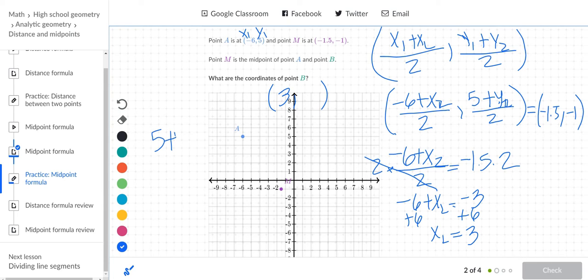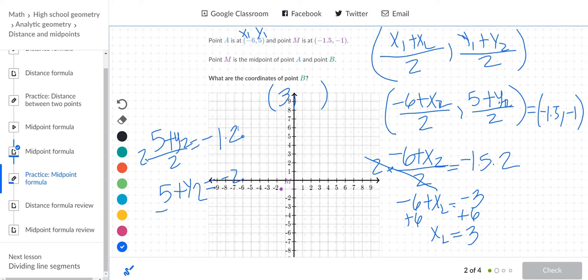5 plus y2 over 2 equals, I want it to become negative 1. So what does my y2 have to be? And that's why we make an equation with that. So same thing, I want to get rid of that 2 on the bottom, so I multiply both sides by 2. I get 5 plus y2 equals negative 2.